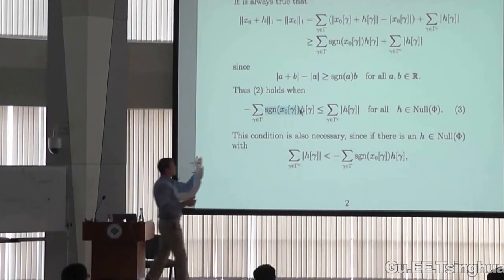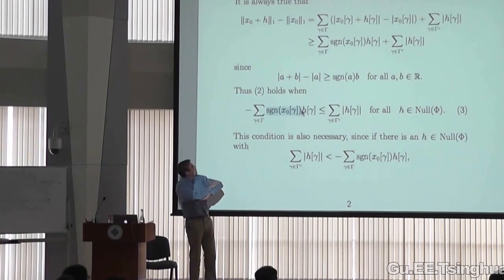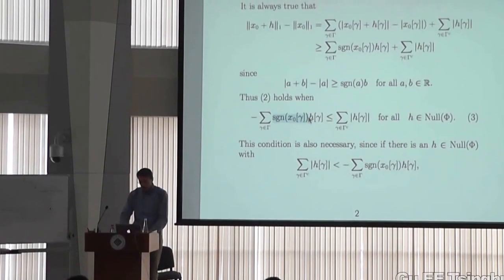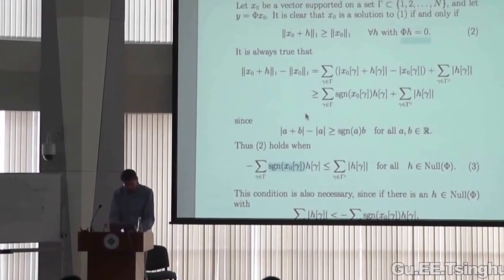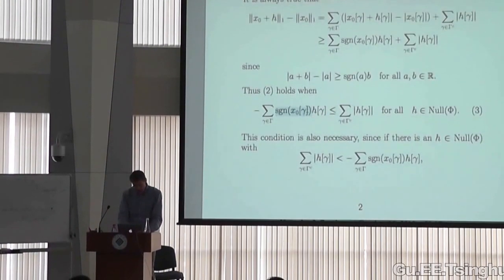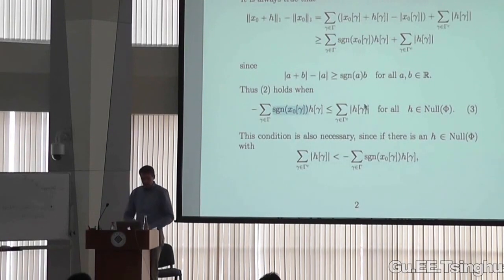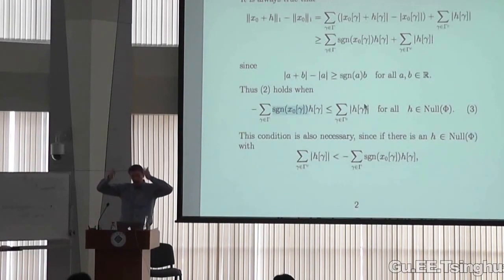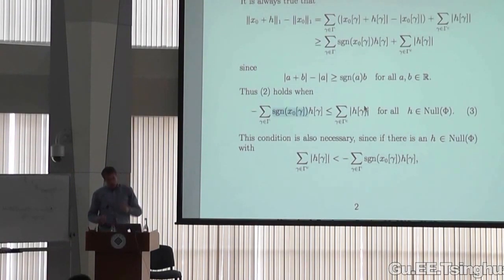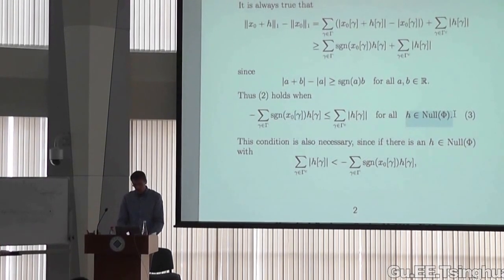And we take the inner product of that with the descent vector h, right? And what that means is that when I take the negative of that, it's always going to be less than or equal to the sum of the absolute values of h off the support. And this is true for any h that's in the null space of phi.